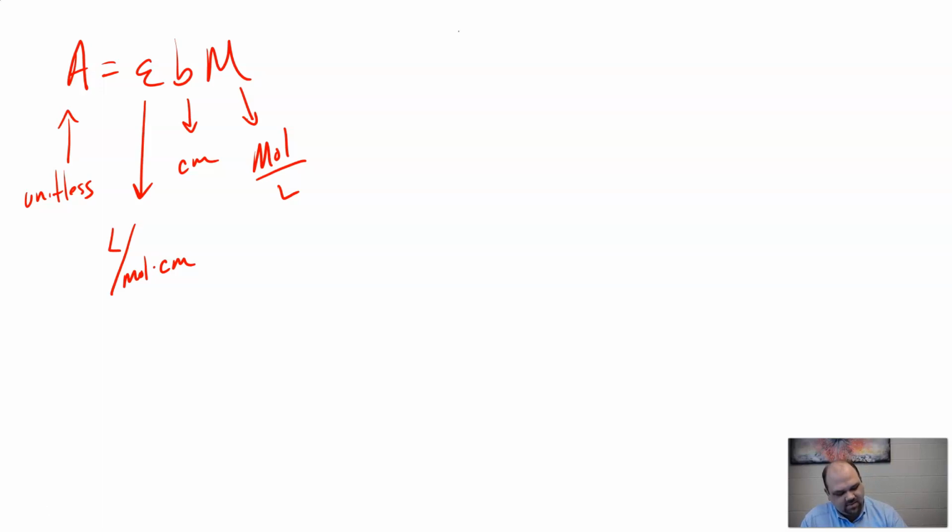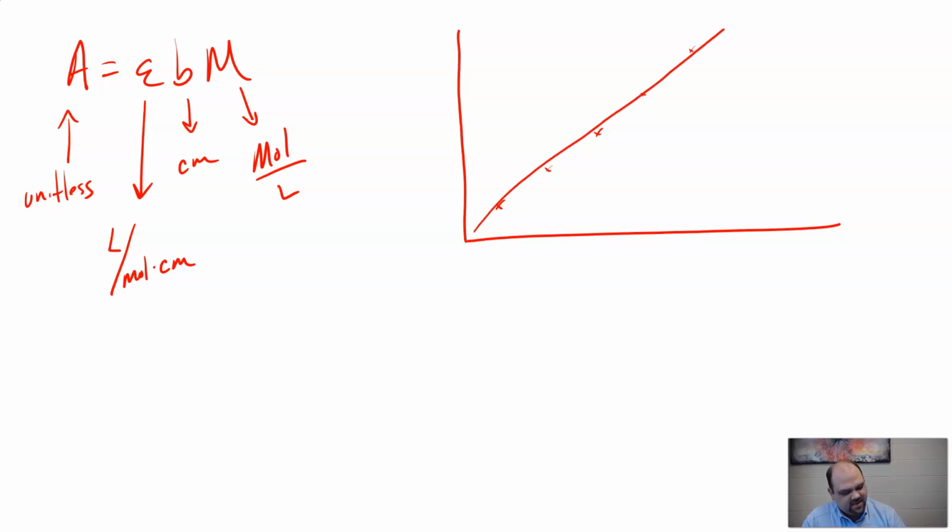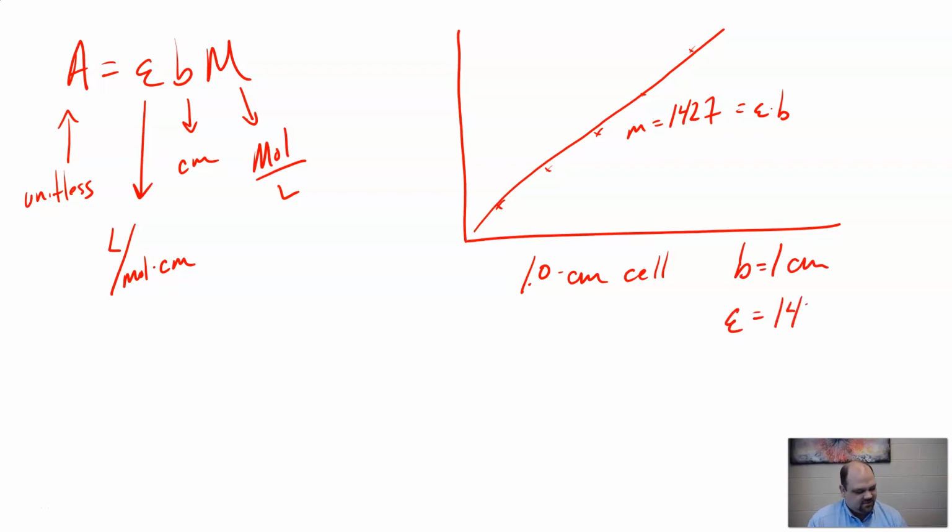Okay. Real quick, a little problem. If we have some data points, and let's say that we plot our trend line and we get a slope of 1427. Remember, that's epsilon times b. 1427, as long as we're in a 1 centimeter cell, then b is 1. So then epsilon is 1,427 liters per mole centimeter.